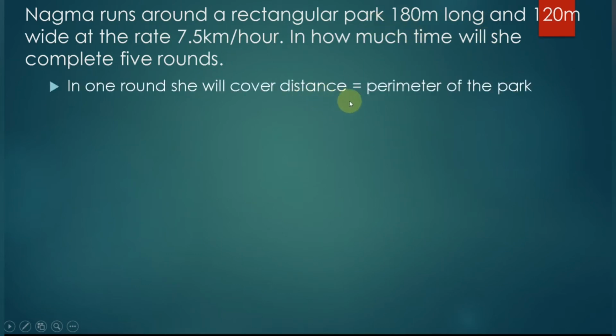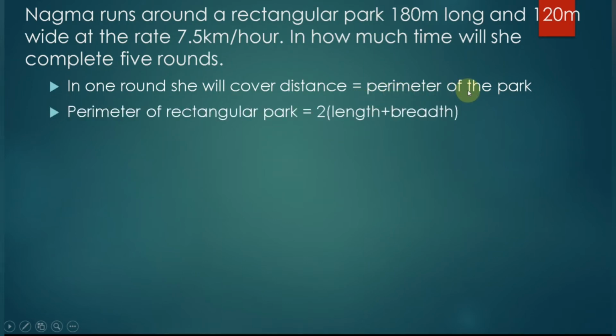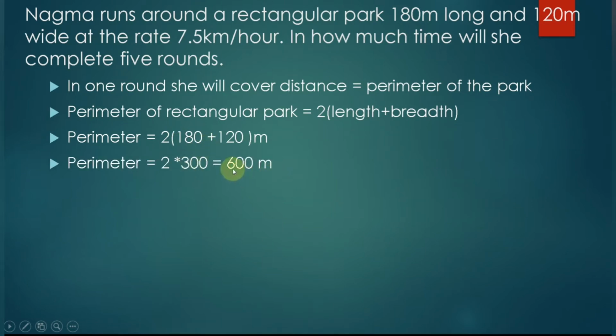So in one round the distance she will cover will be equal to the perimeter of the park, and you know the perimeter formula is 2 times (length plus breadth). So here the length is given 180 and the breadth is given 120. So in place of length I will keep 180 and in place of breadth I will keep 120. So here the perimeter will be 2 times (180 plus 120), and calculating it we will get perimeter 600 meter.